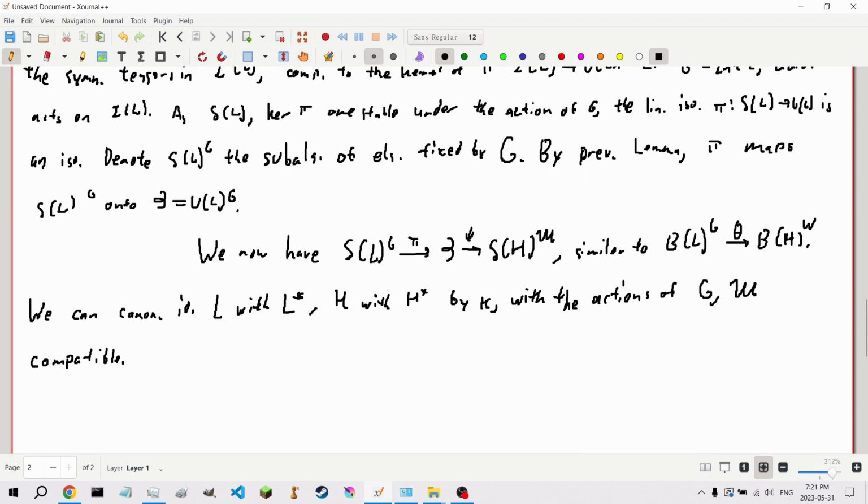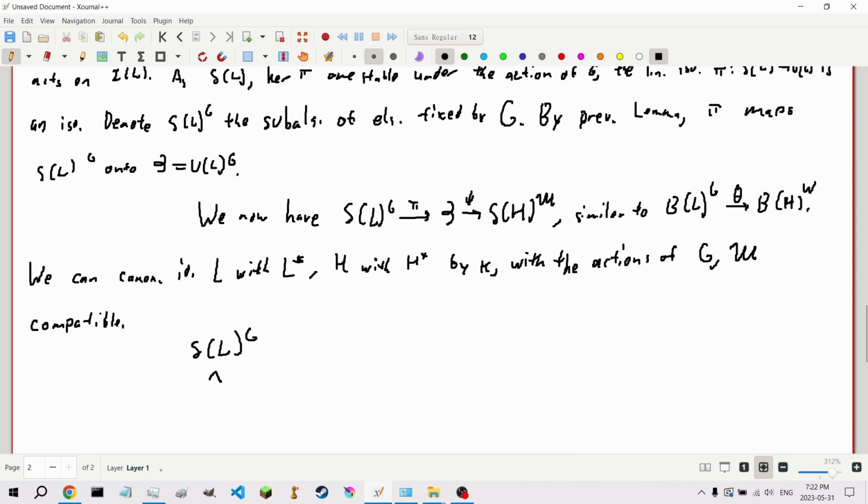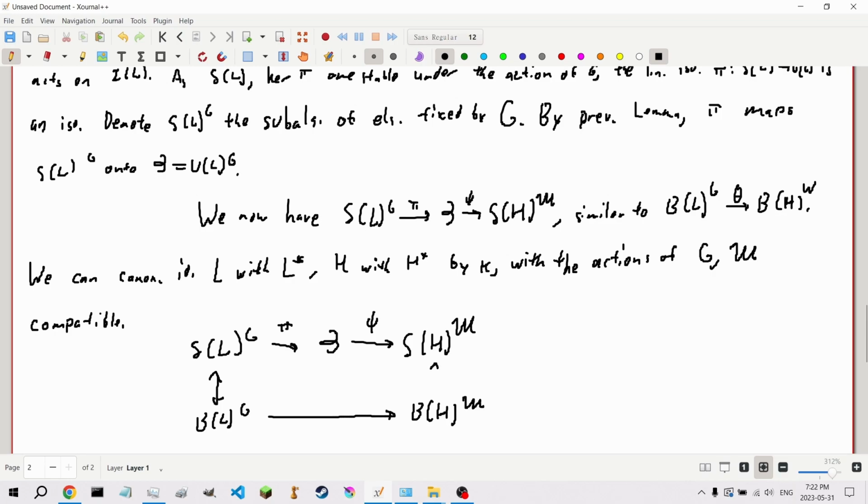This gives us a diagram of S(L)^G, which is equivalent to B(L)^G. Here we send this to this space by pi, which we then send from above to S(H) invariant to the Weyl group. At the bottom here we send it to B(H) invariant to the Weyl group, and we identify these two things with each other.